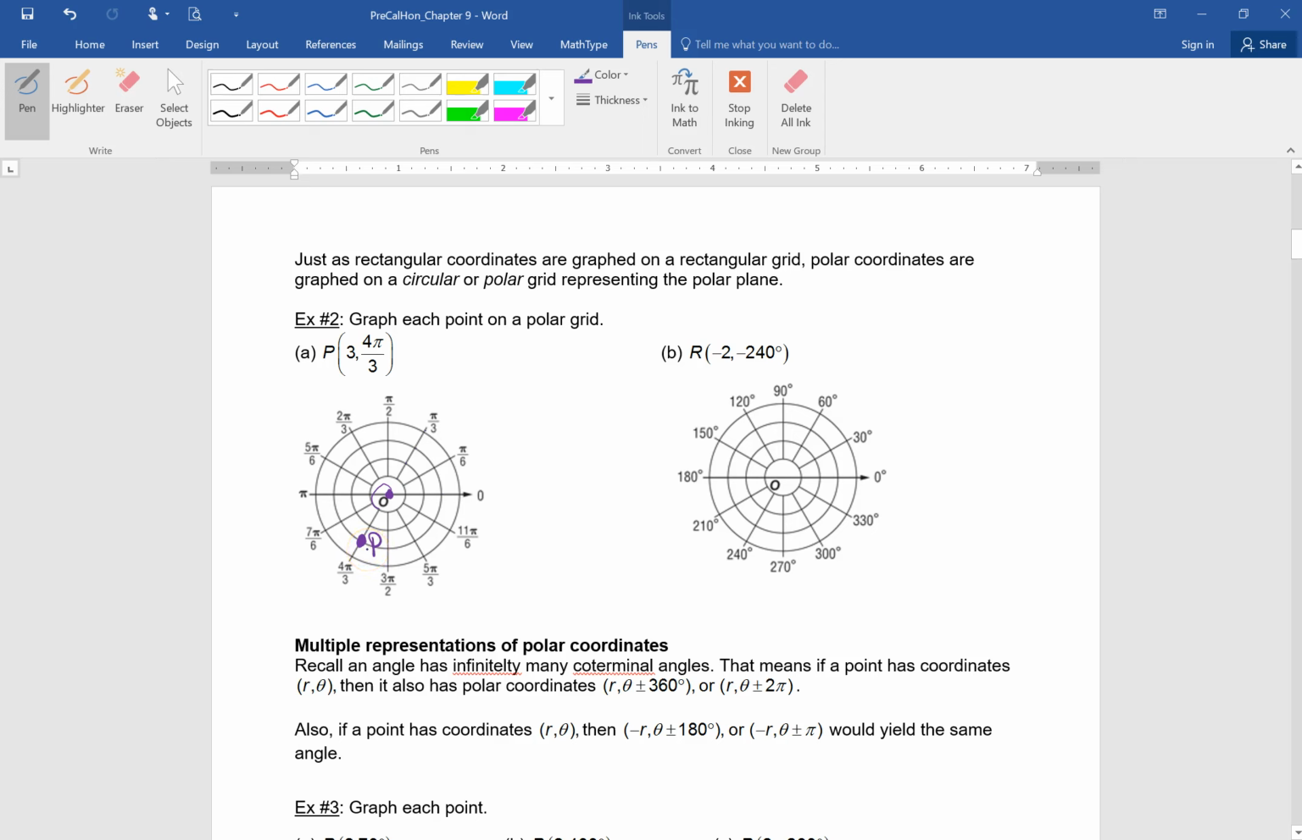Here we have an angle of negative 240 degrees. That means we're going to go this way. From here, we're going to go to negative 240, which is where? It's right there. Now, my terminal side would be here. But because it's a negative 2, now I have to go in the opposite direction. 1, 2, right there. Okay? Is this making sense?